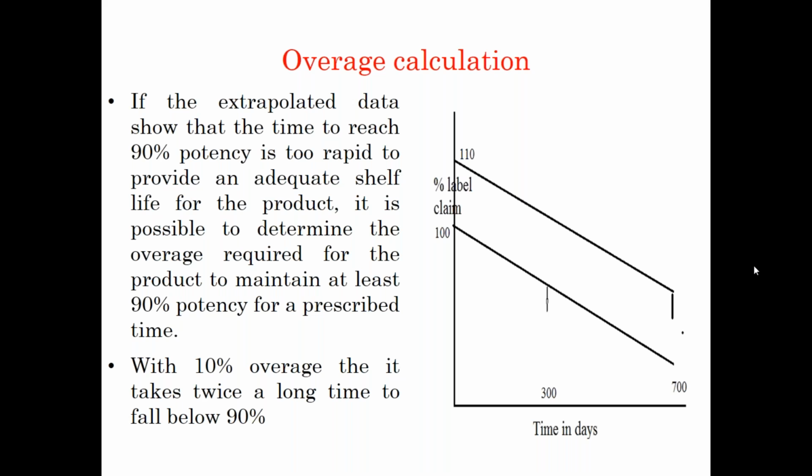But sometimes even after that, there is a chance that the 10% degradation you cannot avoid for different reasons. So what they usually do is calculate something called overages, that extra dose, I mean amount.